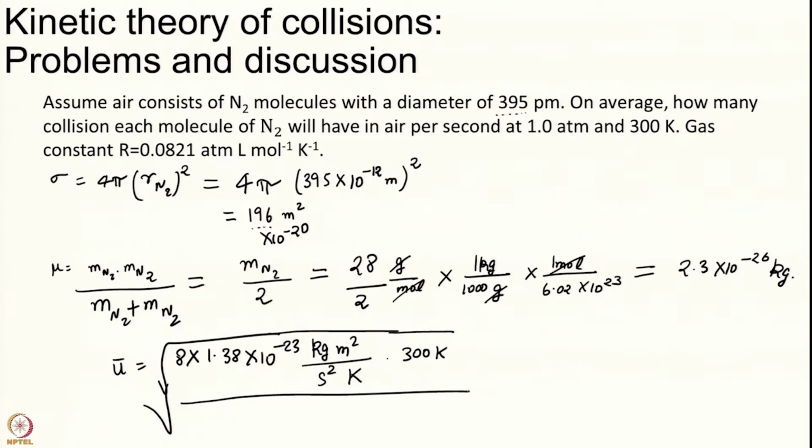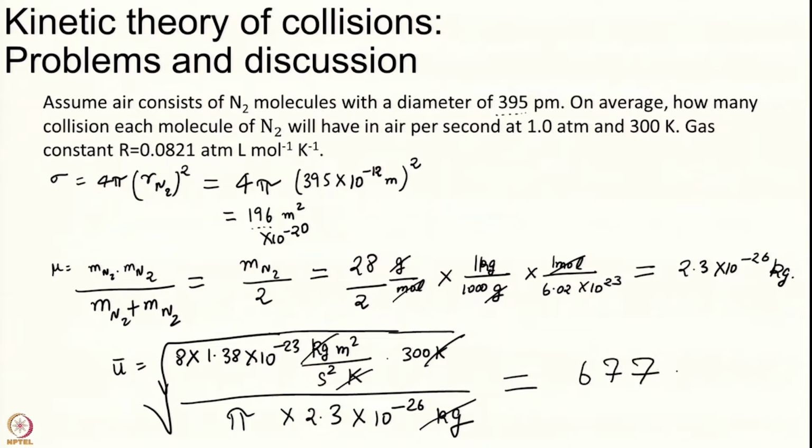8 kT divided by pi into the mass, and the mass I have found is 2.3 into 10 to the power of minus 26 kilogram. So, Kelvin cancels with Kelvin, kilogram cancels with kilogram, and I will get square root of meter square per second square, which is the same as meters per second. So, this I can plug into a calculator and I get 677 meters per second.